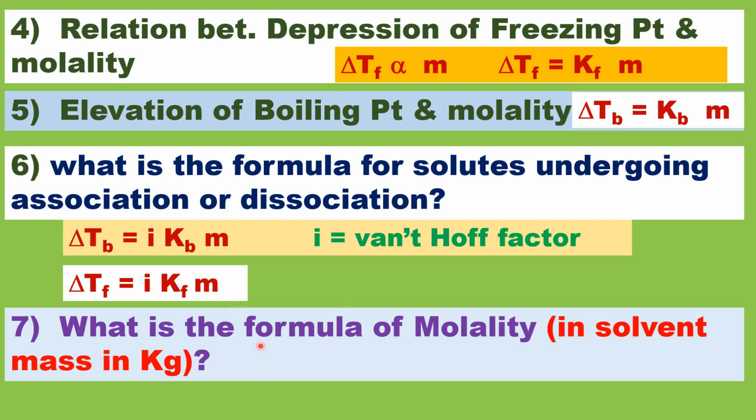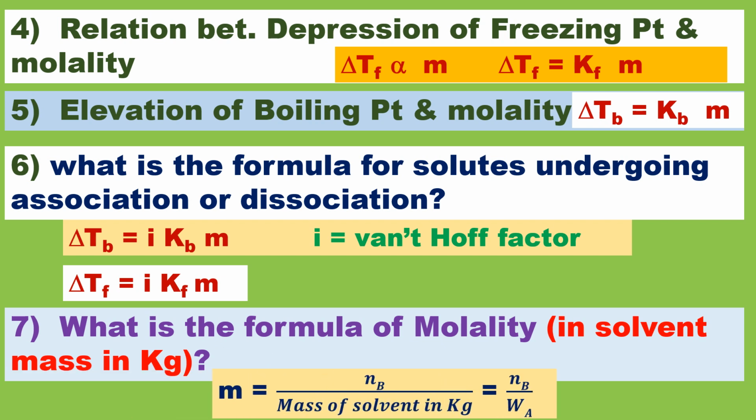How is molality calculated? Next, what is the formula of molality in terms of solvent weight in kg? Molality is equal to, as we have already studied, number of moles dissolved in 1 kg of solvent, that is nB, number of moles of solute, divided by weight of solvent in kg. Therefore, nB by WA. So this formula is for weight of solvent in kg. Okay.